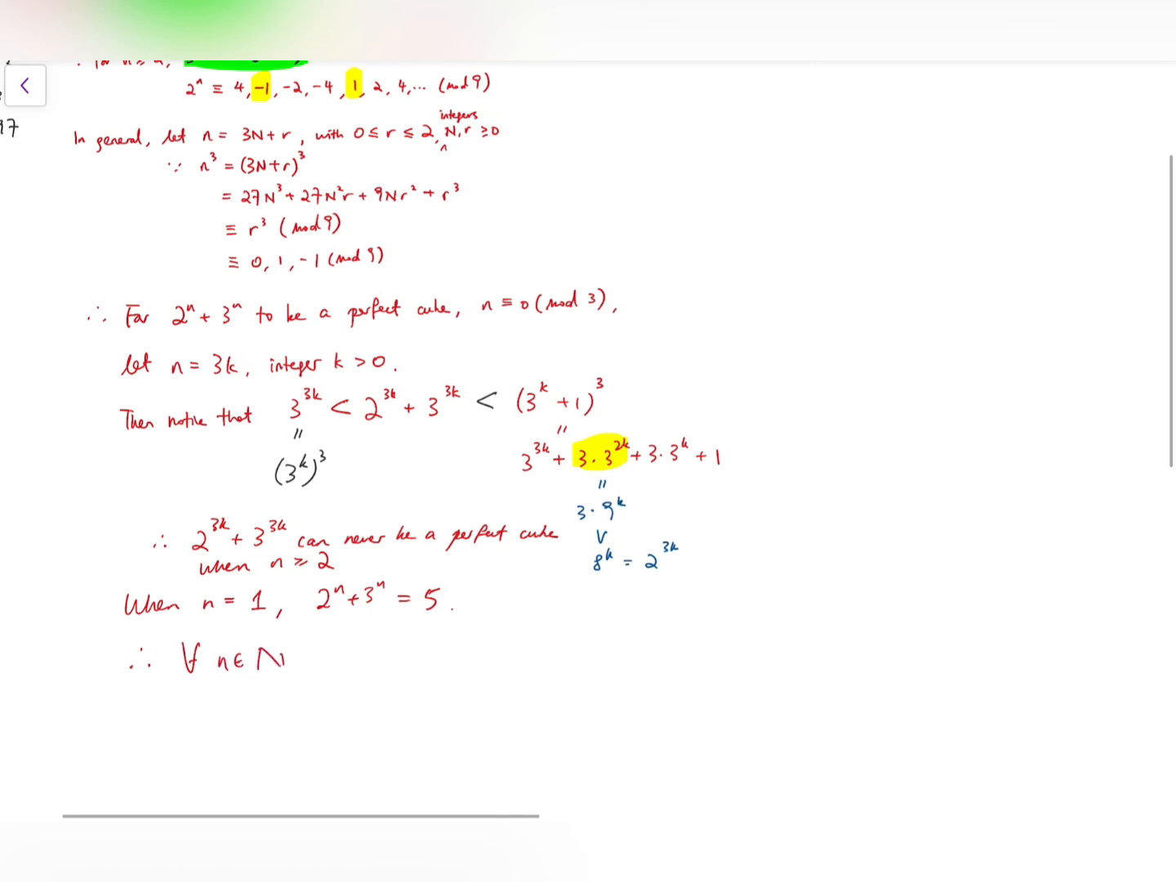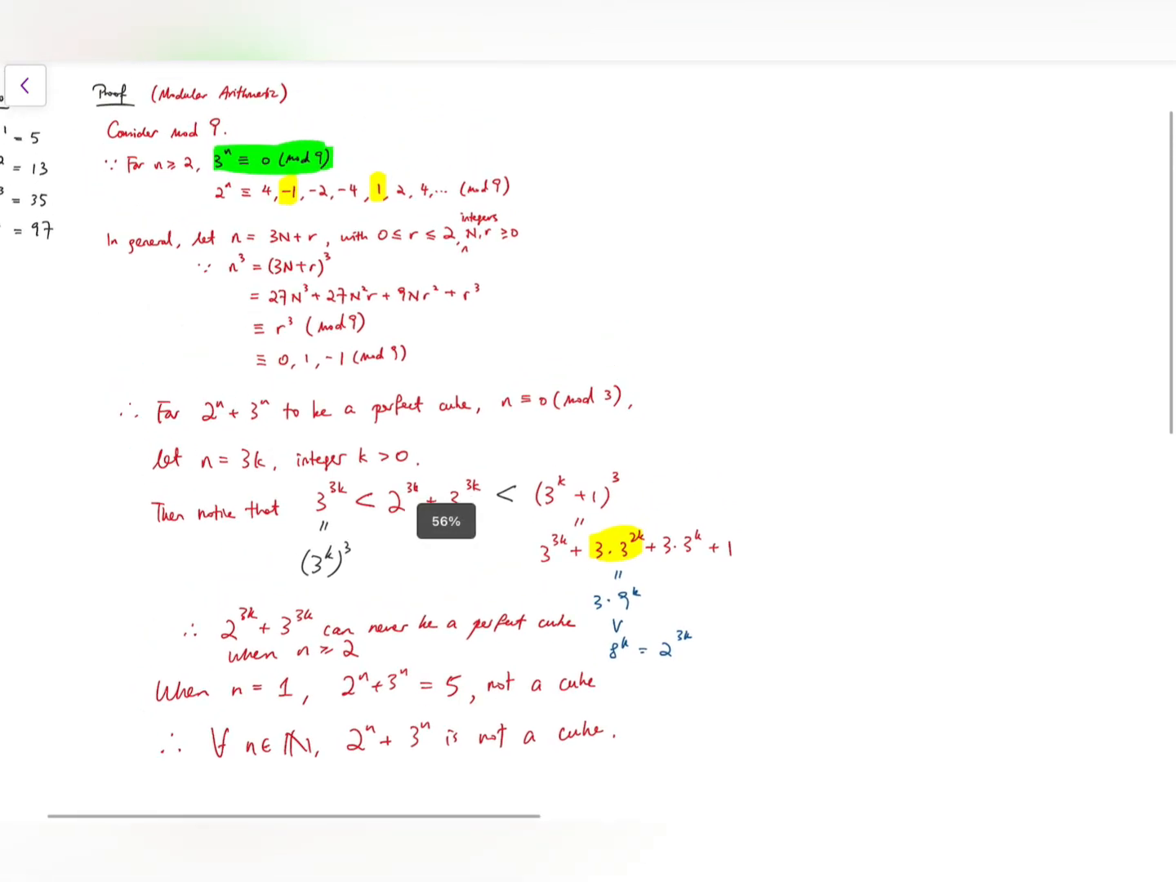And so that means for all natural numbers n, 2 to the power n plus 3 to the power n is not a perfect cube. And so this is the end of the proof.